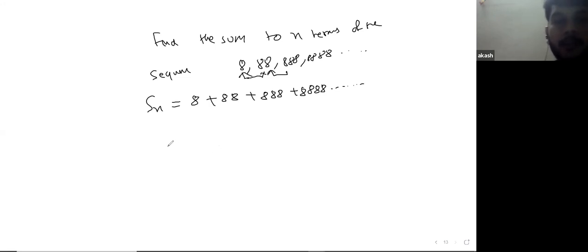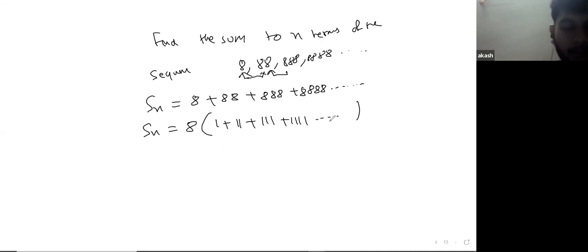So how to solve these questions? First, let's take 8 common. All right, so we'll have 1 plus 11 plus 111 plus 1111, like this. Is this step clear?